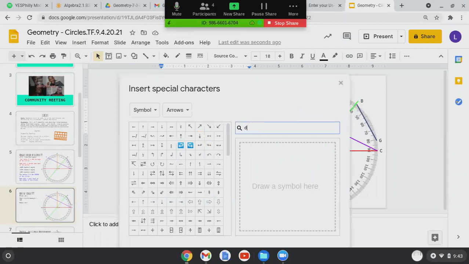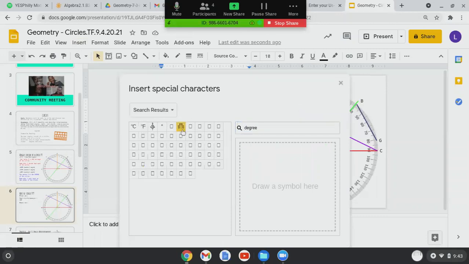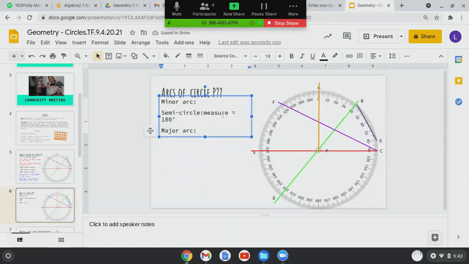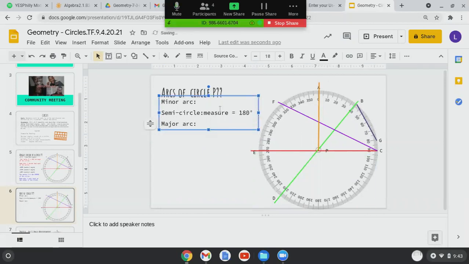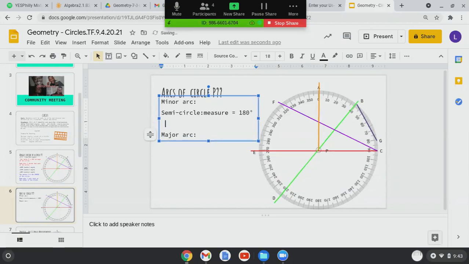If that is the case, can you relate a minor arc or a major arc? Can you also relate that to 180? So a semicircle, we're going to put an example in here.